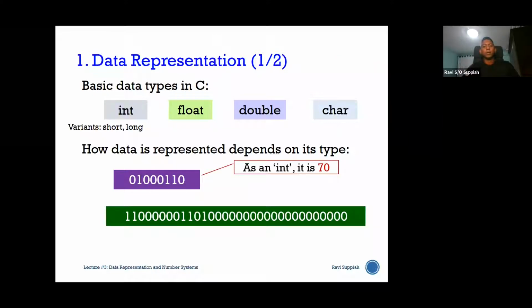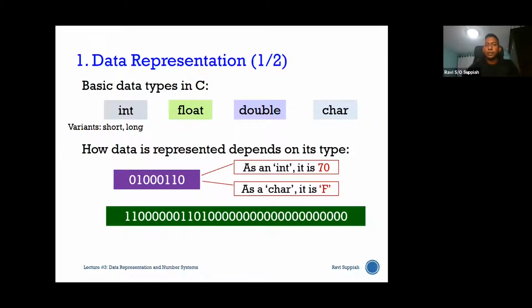If I say this is an integer, then I can interpret it as decimal 70. We will come to that in a while, on how to translate this binary into its actual decimal value.